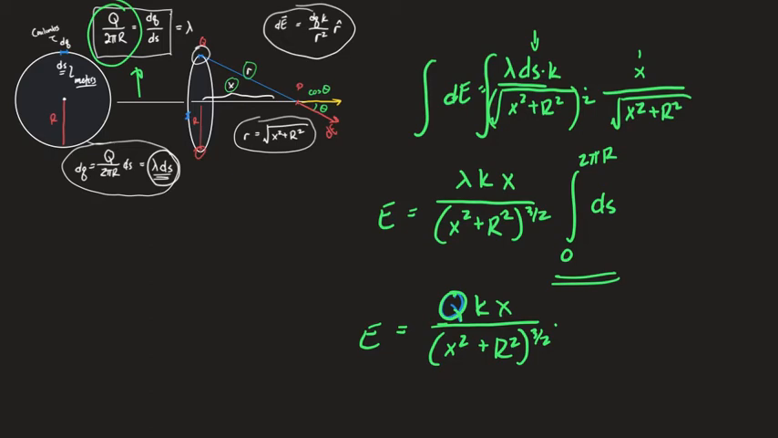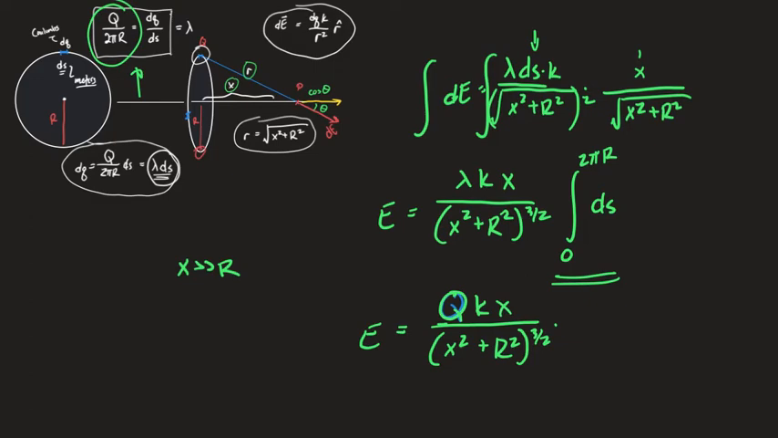I'm also going to point out the other extreme, that when x is much bigger than r, the denominator is dominated by x, which means the denominator becomes x cubed. And since I have an x on the top and an x cubed on the bottom, if x is much bigger than the ring, then the ring becomes a point charge when you're far away. I would kind of expect that too.